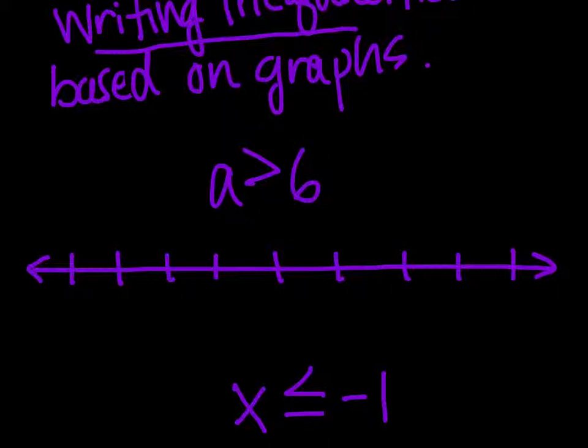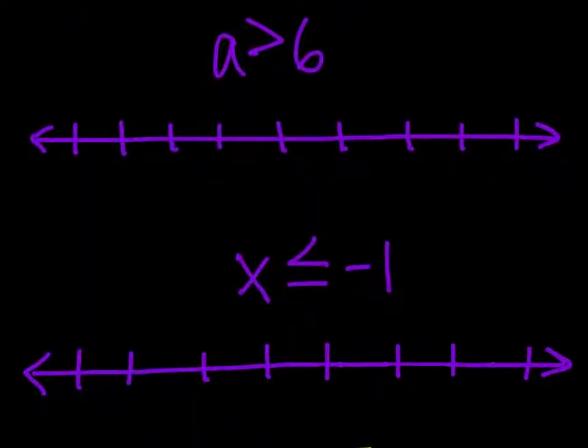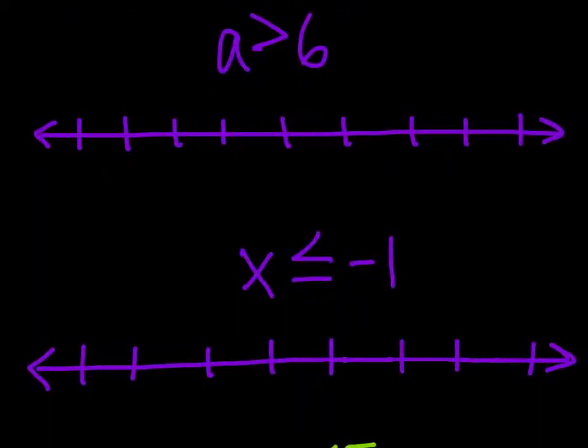So here's our first inequality. We have A is greater than 6. So this is how you graph inequalities. They are graphed on a number line. The number line, if you notice, has arrows going in both directions because that number line can go on forever. And the spaces in between are marked off relatively similar in length, so they're spaced fairly evenly.